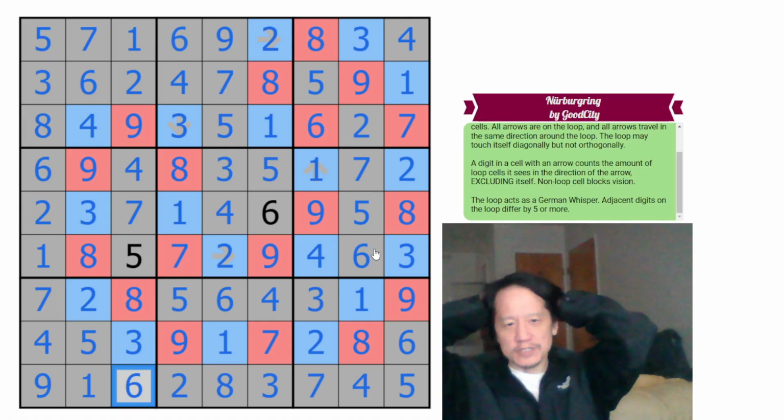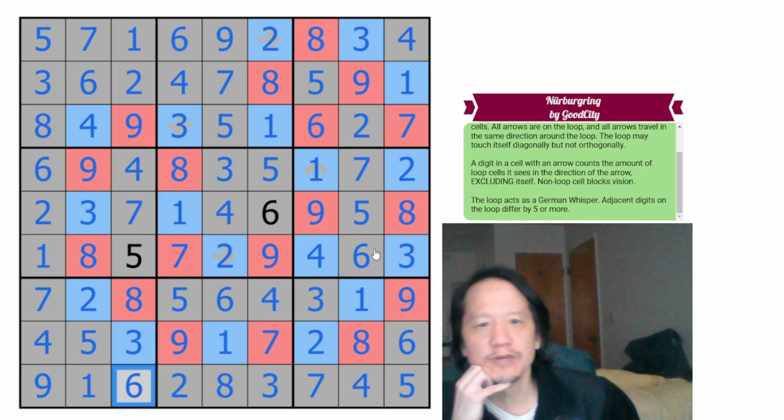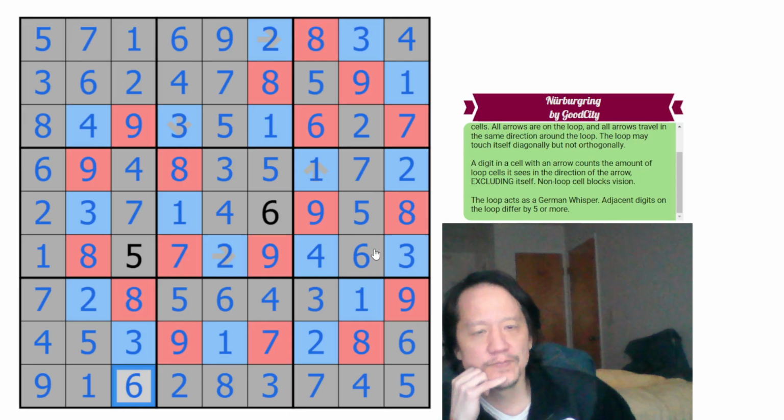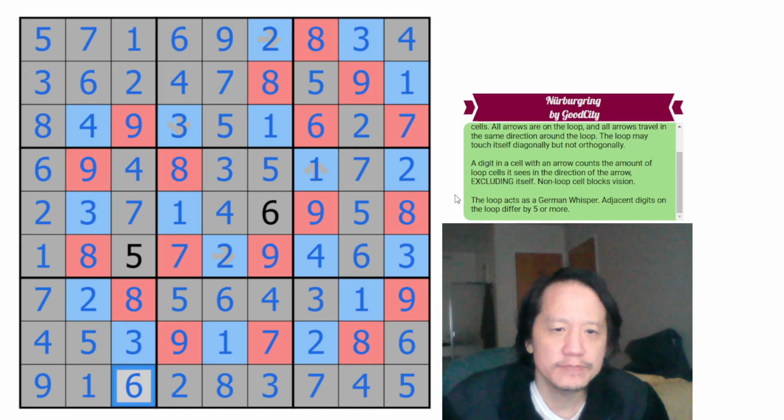I would not consider this easy. There's a lot of things you have to know about this stuff to actually be able to solve it. So I would consider this challenging. Fun puzzle, though.